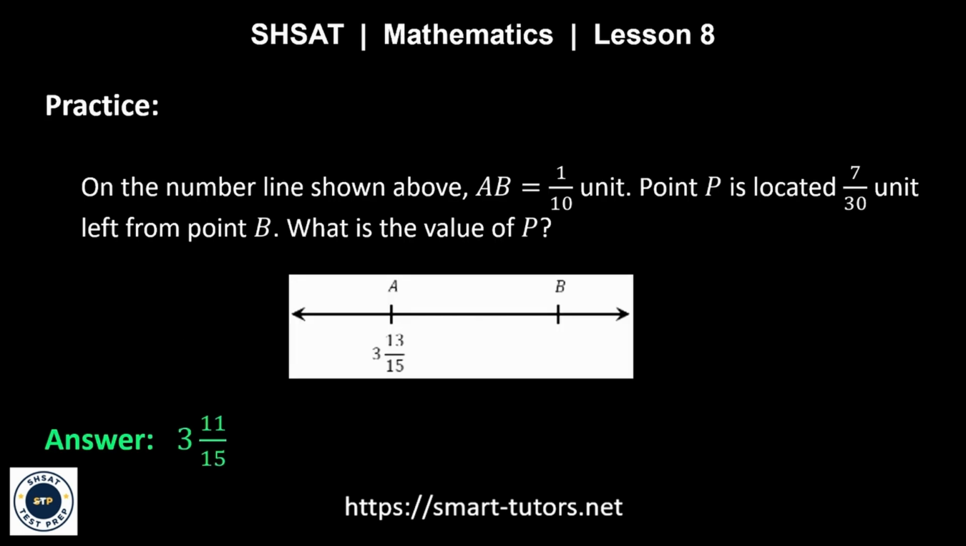So take a moment and pause this video and try this question. This question says, on the number line shown above, AB is equal to 1/10th unit. Point P is located 7/30th unit left from point B. What is the value of P?